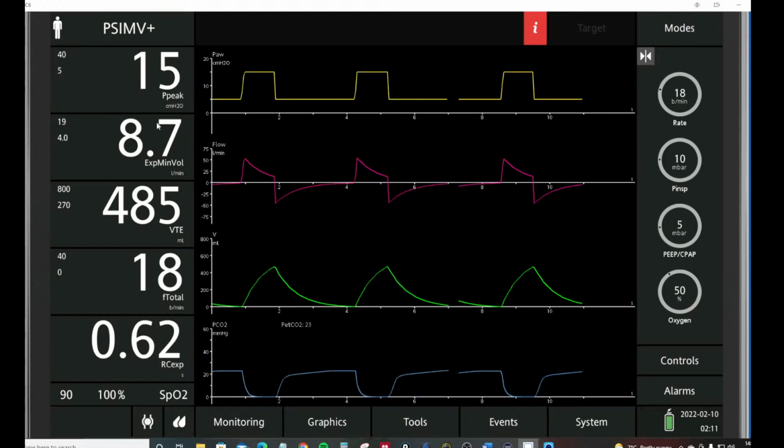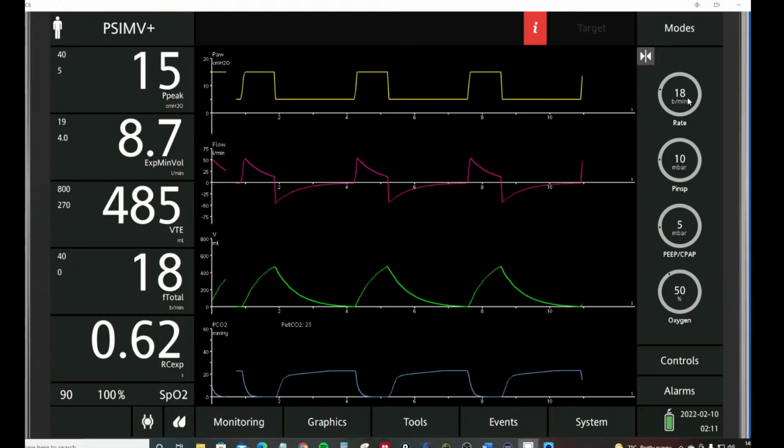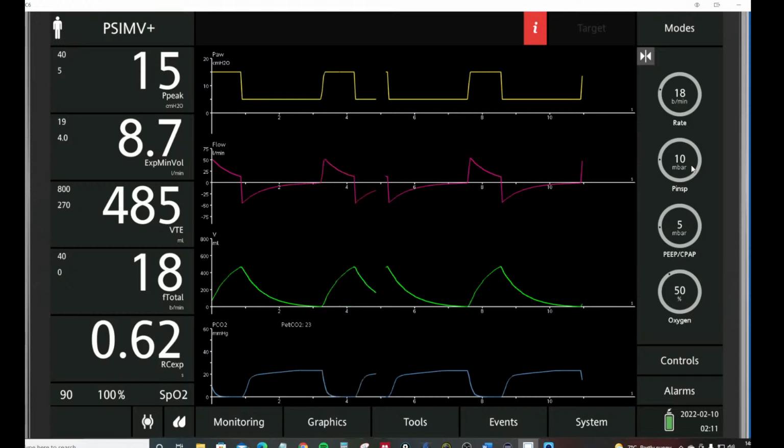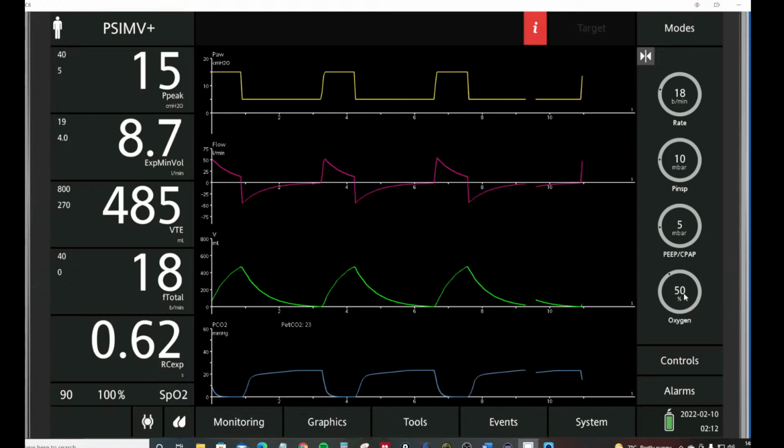So that's the basic ventilator screen. When you're coming to set up your patient, you're going to be setting the rate, you're going to be setting their pressure control or their volume, depending which mode you're using. You're going to be setting their PEEP, and you're going to be setting how much oxygen they're on.